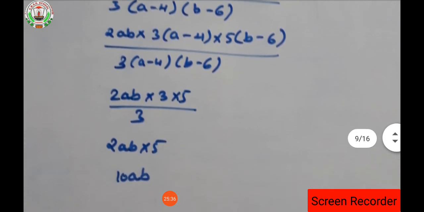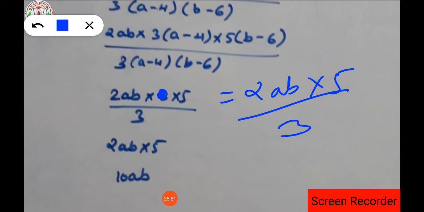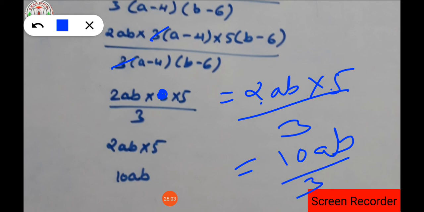So here, dear students, this 3 will not come over here. When you are writing in your copy, please don't write this 3. So what is left out? 2ab into 5 upon 3. 3 will get cancelled here, that's why no 3 will come over here. Clear? So 2 fives are 10ab upon 3. So 3 will get cancelled from the numerator and denominator. This 3 and this 3 will get cancelled. So the answer is 10ab.